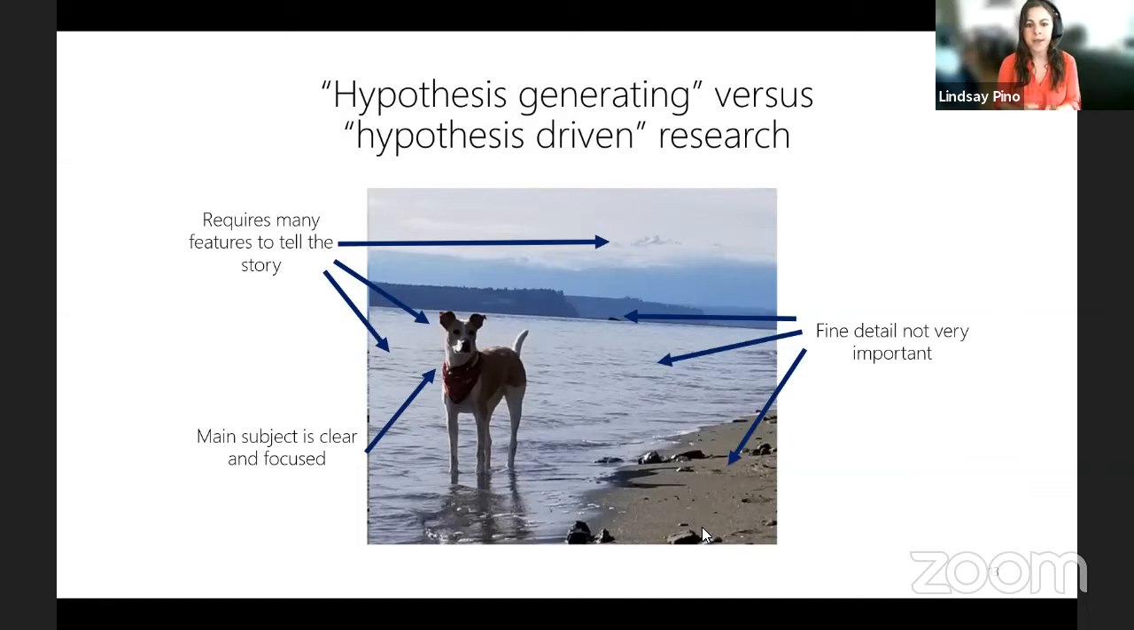For example, in this picture, there's a couple different features. There's the mountains in the background. There's obviously this dog in the foreground. We know she's in the water. Looks like she's at the beach. Overall, when we look at this picture, the fine details are not super important. Like how calm the water is, not very important. The exact layout of the beach is not important. Really, the main focus of the picture, the dog, is extremely easy to pick out of the picture.